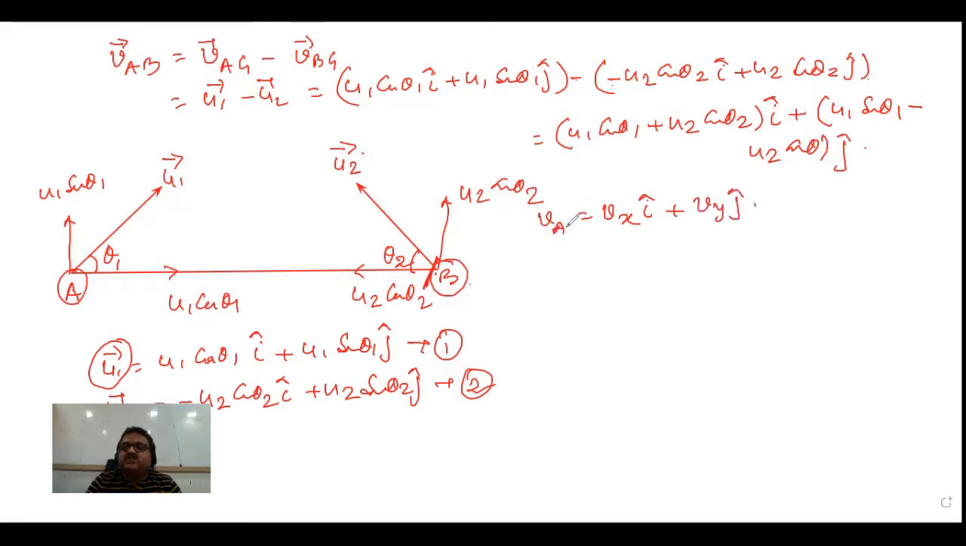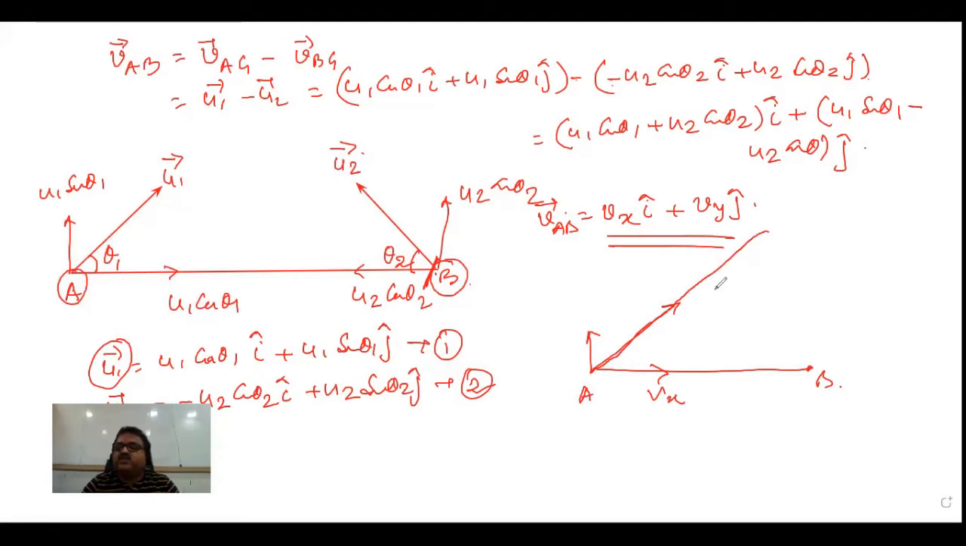Then the velocity of A relative to B is this. That means if I draw the diagram keeping B fixed, B will find A has two components of velocity, one along the x-axis, Vx, and another along the y-axis, Vy. So the resultant will be like this. B will find A is moving along a straight line path. So this is how the path of one projectile looks from the other projectile.